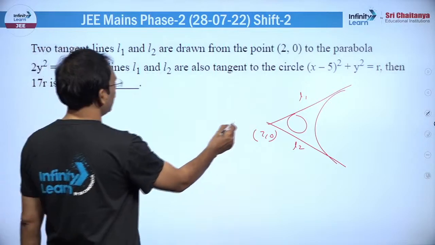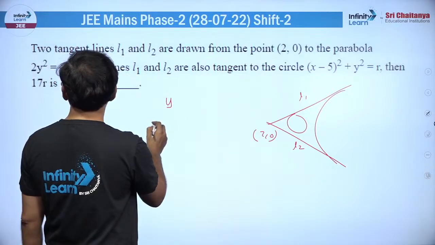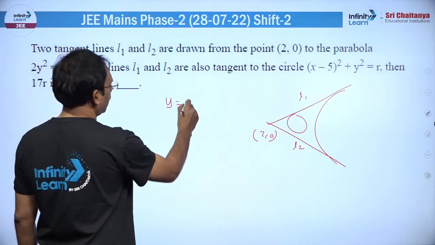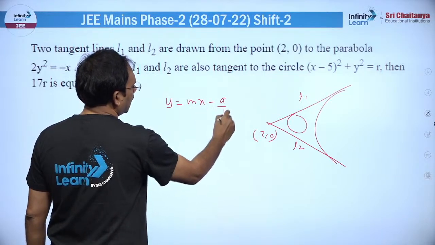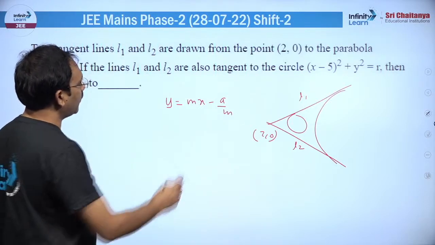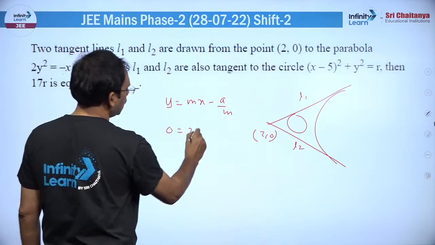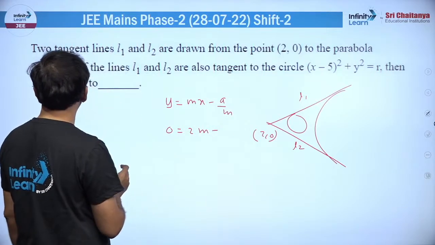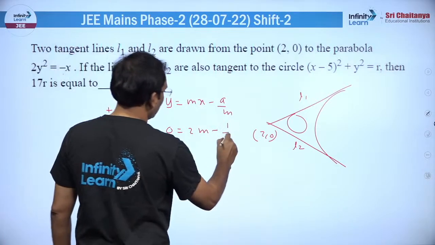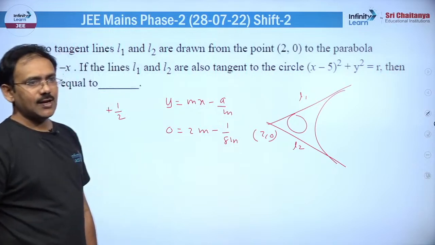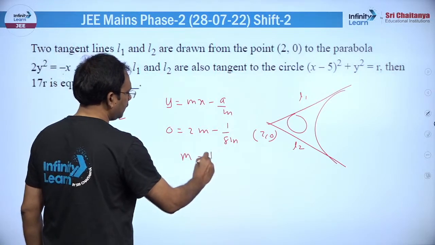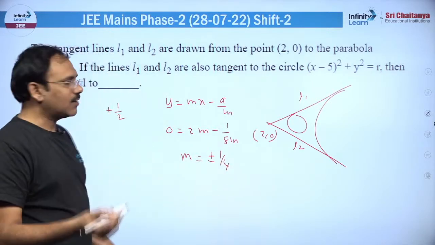Here, from an outside point, you can draw a tangent. You can take y squared equal to 4ax, and y equals mx plus a by m, you can take minus a by m because here a is negative. So this point passes through (2, 0), which means 0 is equal to 2m minus a value, 4a is, I can say a is 1 by 2, 4a is 1 by 8, 1 by 8m. From this you will get the value of m, my dear friends. M you are going to get plus or minus 1 by 4.